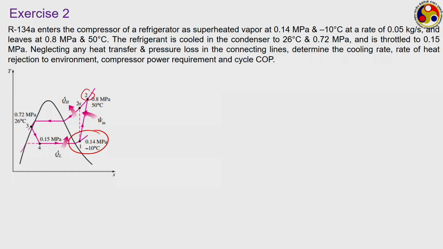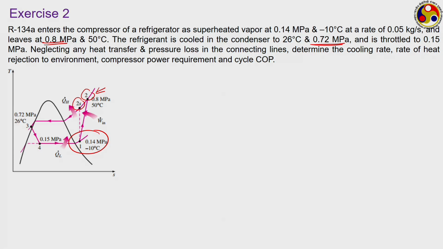point 2s, it is actually reaching point 2 where the conditions are 0.8 megapascal and 50 degree Celsius. The refrigerant is cooled in the condenser to 26 degree Celsius and 0.72 megapascal. Look at this, at the condenser inlet pressure is 0.8 megapascal, at the outlet is 0.72 megapascal. So, about 0.08 megapascal, close to 0.8 bar amount of pressure drop that has taken place inside the condenser.